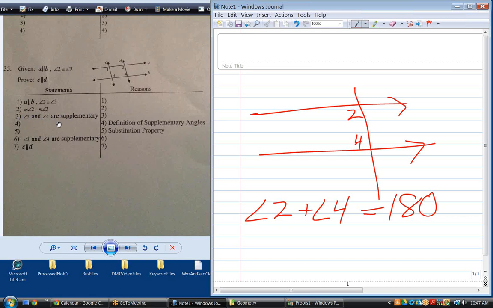Okay? Now, the substitution property is what I want to use for statement 5. Well, what do you suppose they mean? In other words, I'm trying to prove that 3 and 4 are supplementary. So what would statement 5 most likely say? I don't know. That's hard. It is hard. It's a little difficult to do these, but once you do a few of them, you get used to it. It means this, what I'm writing.